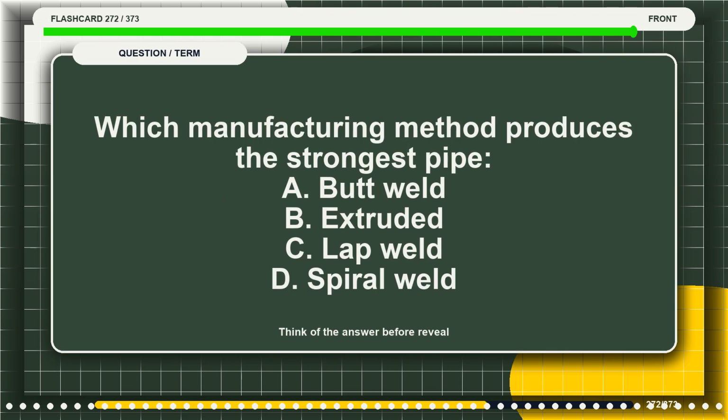Flashcard 272. Which manufacturing method produces the strongest pipe? A. Butt weld. B. Extruded. C. Lap weld. D. Spiral weld. Think of the answer before the reveal.